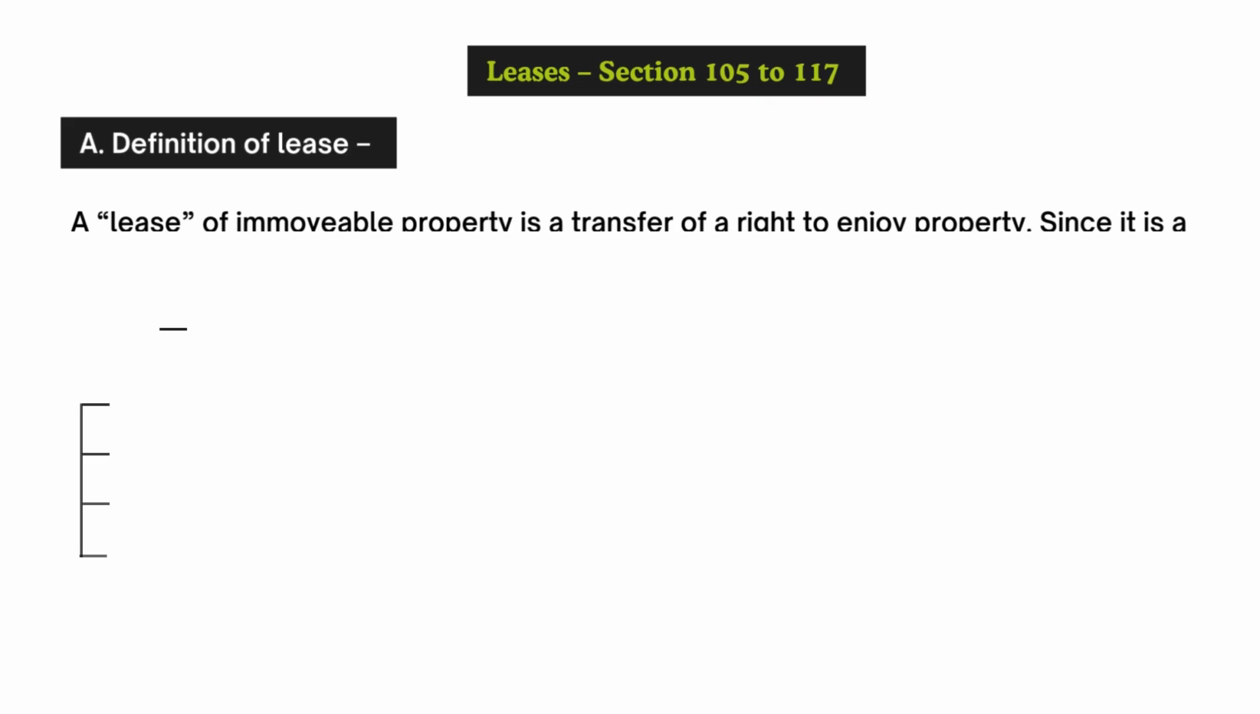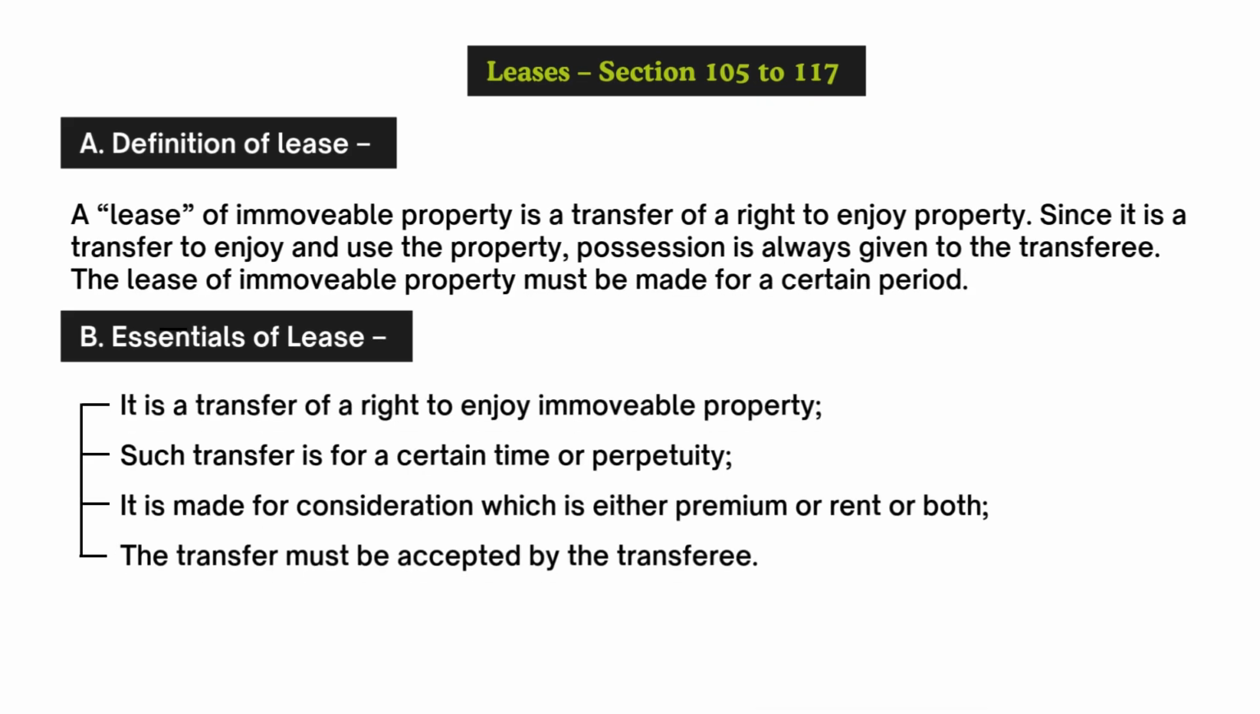Let's start with 3.1. Leases, Section 105 to 117. A. Definition of lease. A lease of immovable property is a transfer of a right to enjoy property. Since it is a transfer to enjoy and use the property, possession is always given to the transferee. The lease of immovable property must be made for a certain period.